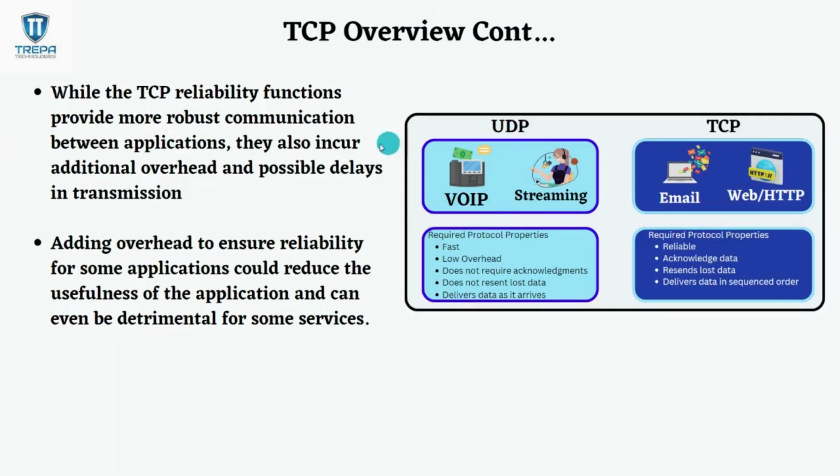So while the TCP reliability functions do provide more robust communication between applications, what happens is we have a lot of additional overhead and delays because we're always doing that sequencing and that checking. So adding overhead to ensure reliability for some apps could just defeat the whole purpose of the application itself. So for services like voice and for streaming and for gaming, you don't want TCP because you just want a constant stream, not interrupted, of packets getting sent. You don't care that the data channel doesn't lose one bit of data.